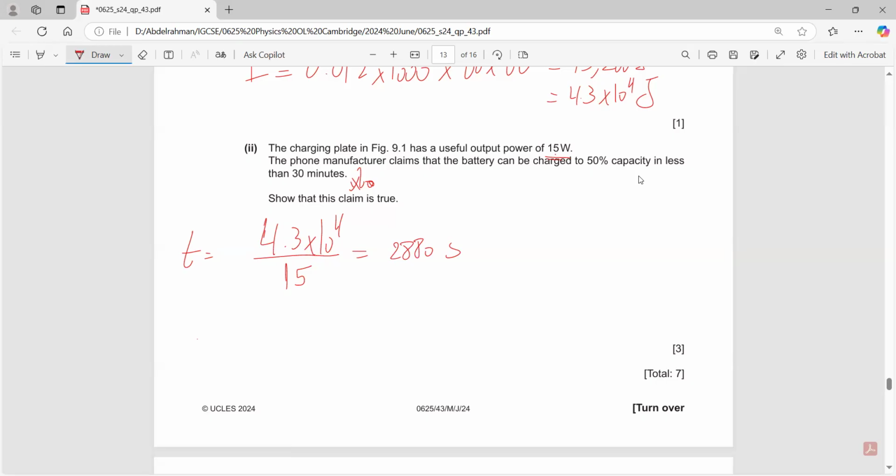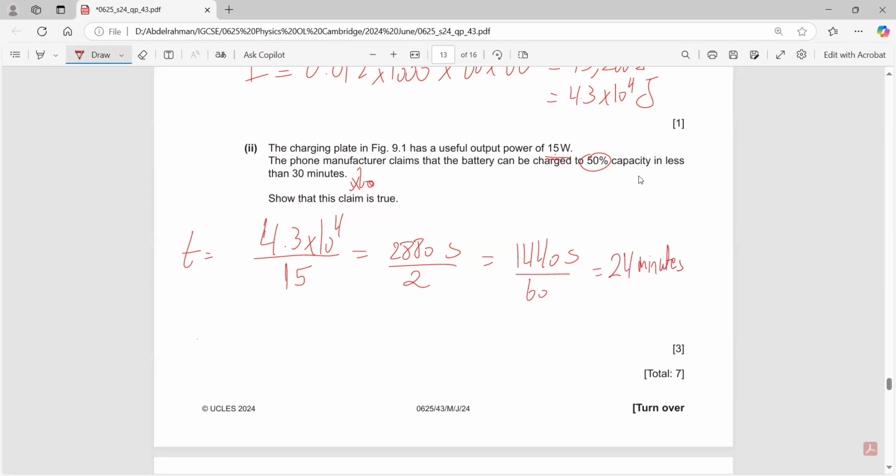He's saying that 50% capacity will take 30 minutes. So 50% capacity means that I need to divide by 2. This is 1,440 seconds. In minutes, if you divide this by 60, this would be 24 minutes.